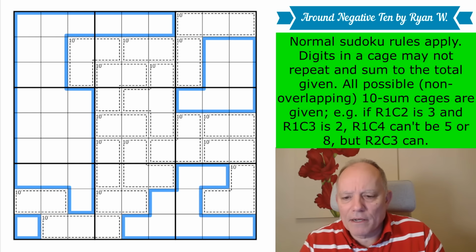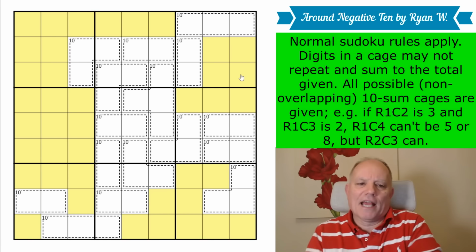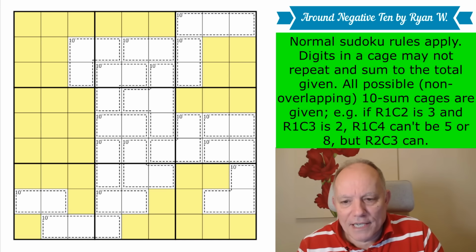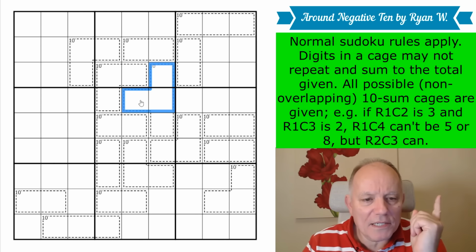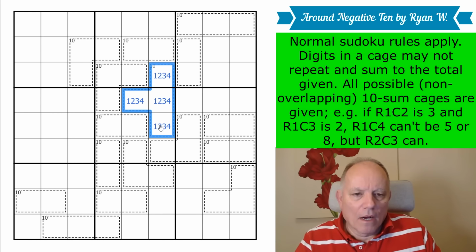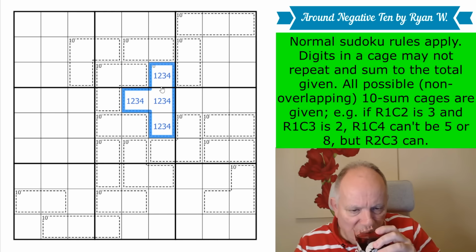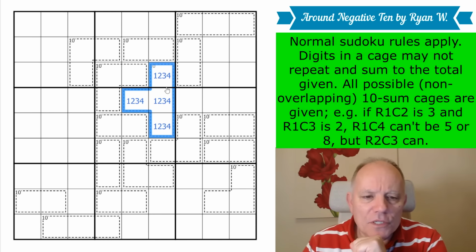Which is fascinating. I'm going to colour them. In the yellow areas, we cannot have another 10 cage. That's the rule. Give it a try. With that understanding, I'm going to start now. Let's get cracking. So there is one single 4-cell cage, and that's here. And that must contain 1, 2, 3, 4, because digits don't repeat in a cage. And the minimum 4 Sudoku digits do add up to 10.